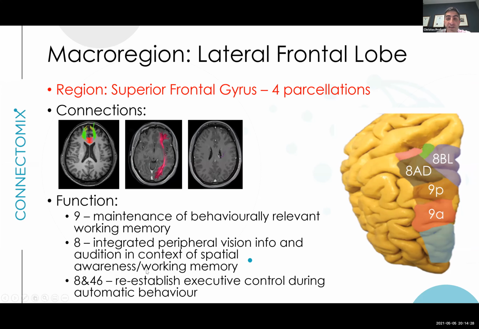We'll see 46 on the middle frontal gyrus next, and we'll also learn that 8 and 46, when they work together, what they're doing is they re-establish executive control during automatic behavior. So if someone was juggling a soccer ball and just making that automatic, and then someone shouted behind them and they had to turn their attention, those areas would be trying to perform that task.